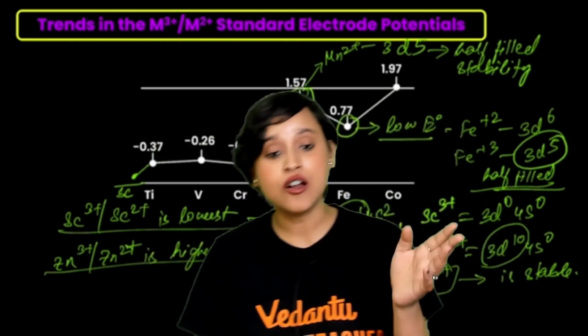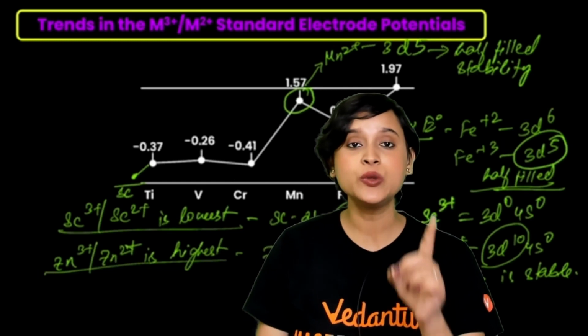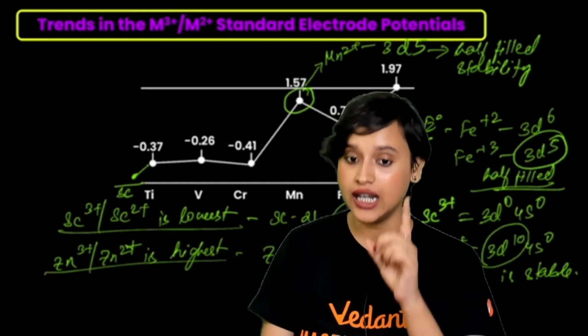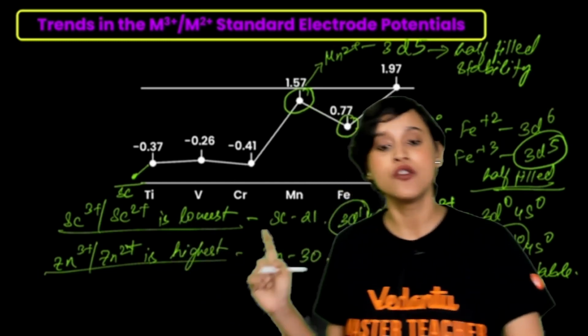Got it? Now coming to the point again, the electrode potential of M2+ to M of 3d elements shows positive values for copper. Why?